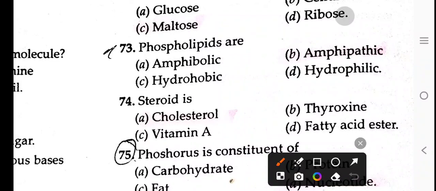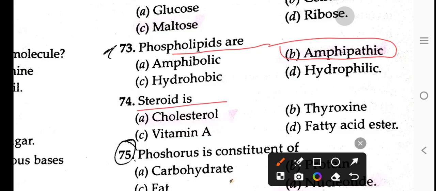Next question is, phospholipid क्या होते हैं? They are amphipathic, means they consist of two ends or poles, that is one is hydrophilic end which is water loving, other is hydrophobic end which is water hating end. Next, steroid is, so out of the given option it is cholesterol which is a steroid.